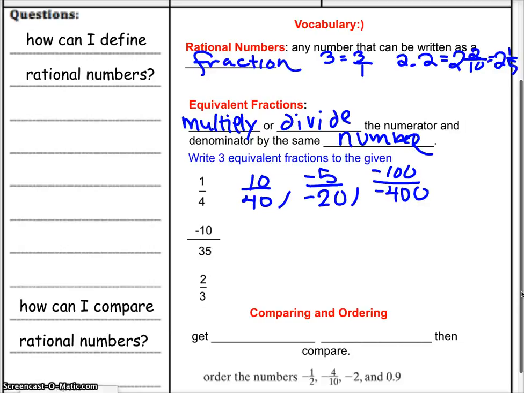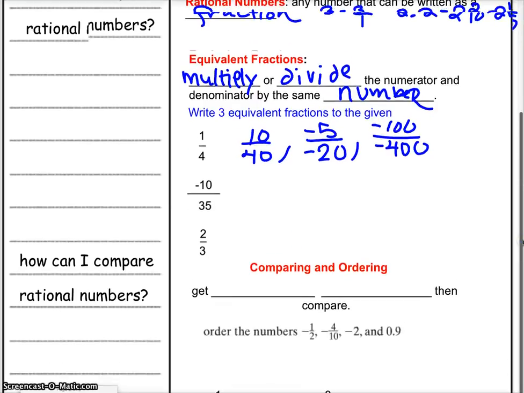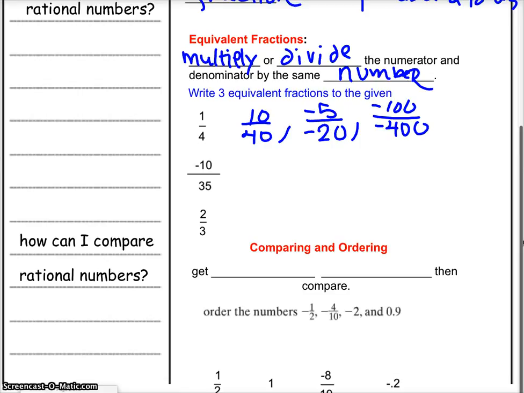Well, that means some kid could do 10 over 40 and then just put 2 negative signs for the next one. Yep, someone could do that. Are they wrong? I can't count them wrong. They made an equivalent fraction. Absolutely. Now negative 10/35. Then I'm making 3 equivalent fractions. So I could just add a 0, multiplying by 10. Negative 100 over 350.